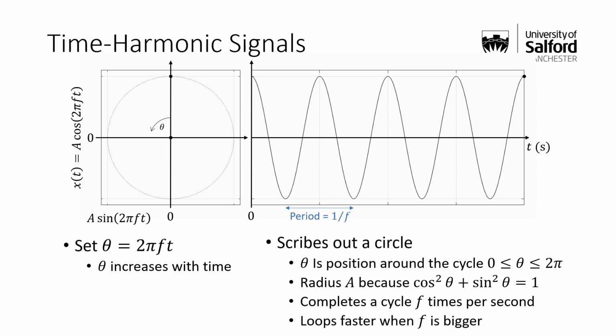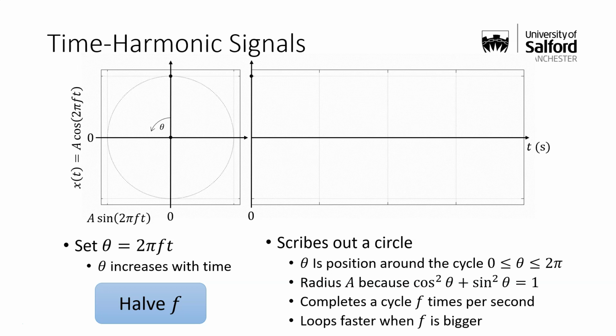Now what happens if I halve f? Then things are obviously going to go slower, so we're going to go slower around the circle. That means that as time progresses at the same rate, we're going to see a slower oscillation. And that means that our period, 1 over the frequency, is going to double. It's going to get longer.